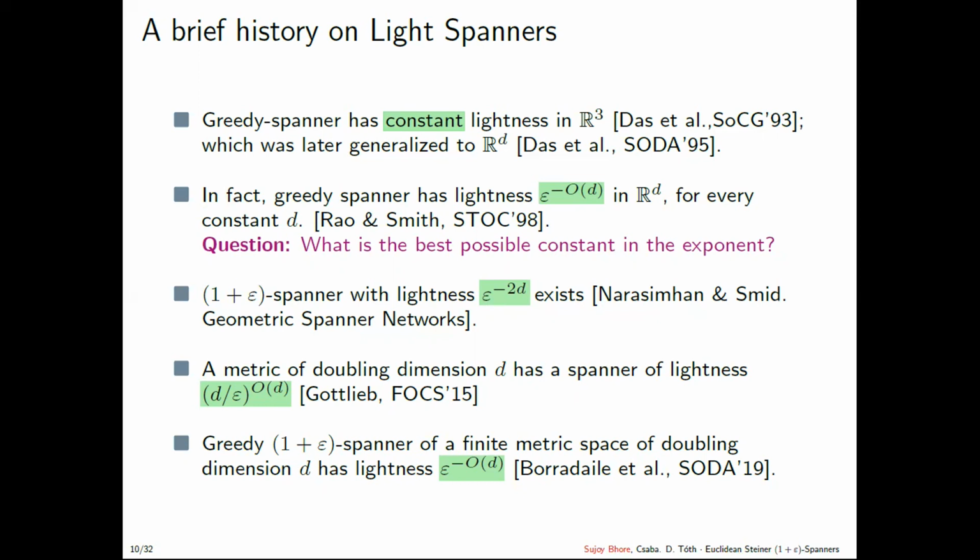And more recently, there are general works. For example, Gottlieb in FOCS 2015 showed that a metric of doubling dimension d has a spanner of lightness d by epsilon to the power order d. And Bhore et al. in SODA 2019 showed that the greedy spanner has lightness epsilon to the power order d for a finite metric space of doubling dimension d.